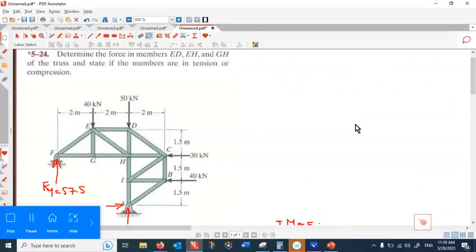Now what? Look, you only need three forces to be calculated, and for that we don't have to solve all the members, only three members. So that sounds like method of sections. Method of sections is when you want only a few forces, and the section goes through ED, EH, and GH.